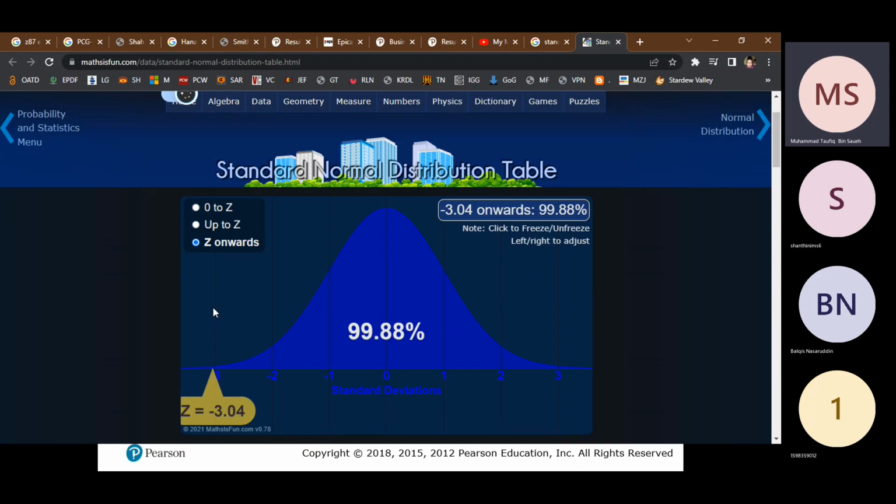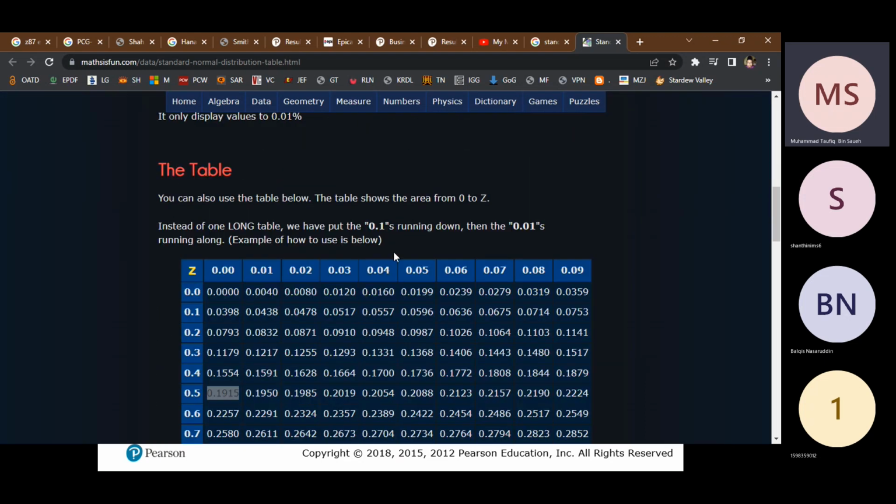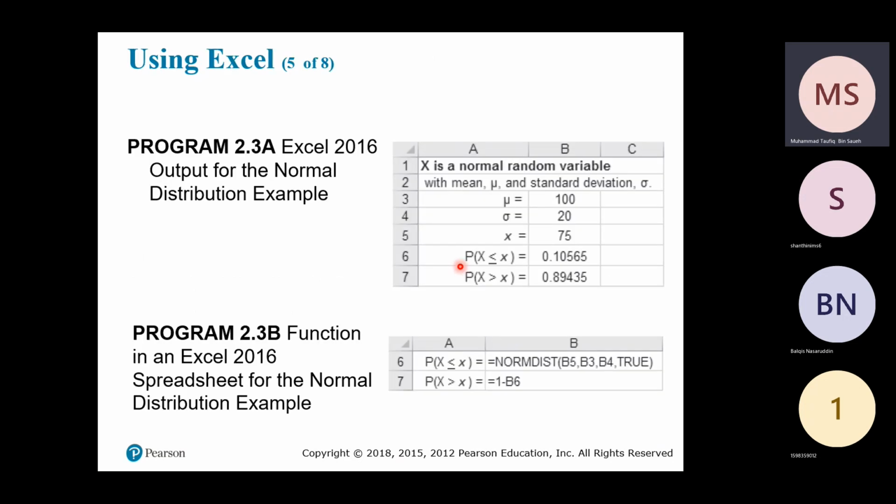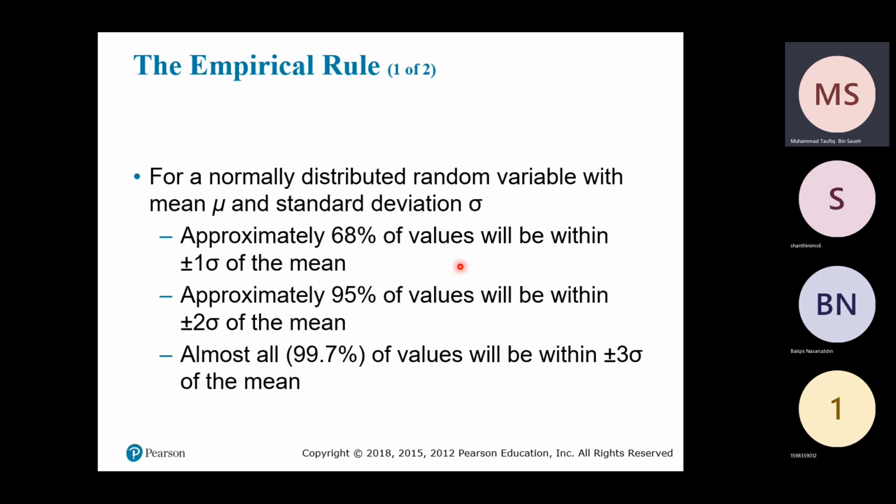You see here there are three types, right? From 0 to z, up to z, and z onward. This table is from 0 to z, but this one is an up to z table. So this is a different table. Okay, all right. So this is how you use Excel to calculate normal distribution.